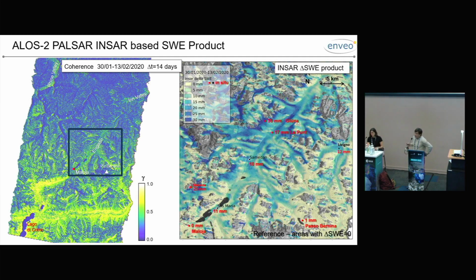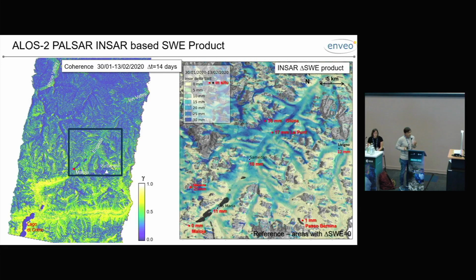And unfortunately, where we had actually these field campaigns parallel to the Alus Balsa acquisition, so this is a 2 weeks interval, also quite a long interval, we were able actually to generate a kind of SWE-map for this period. So this coherence was actually above approximately 0.2. We were masking out layover regions and heavily dense forested regions.